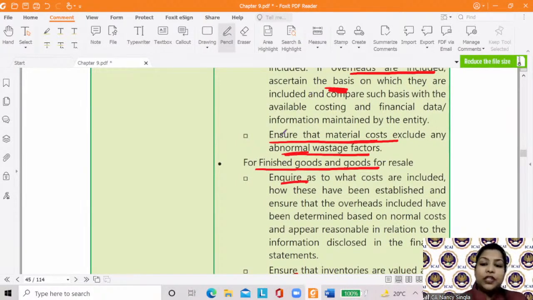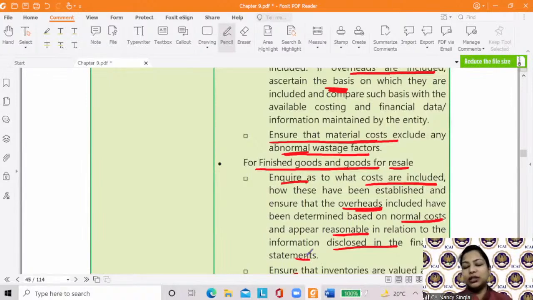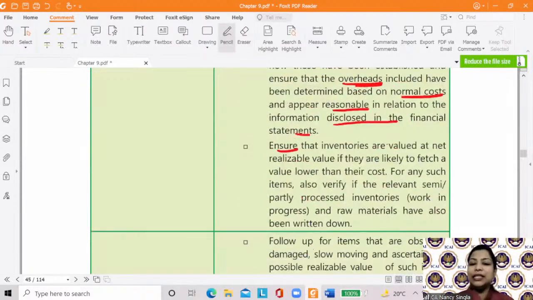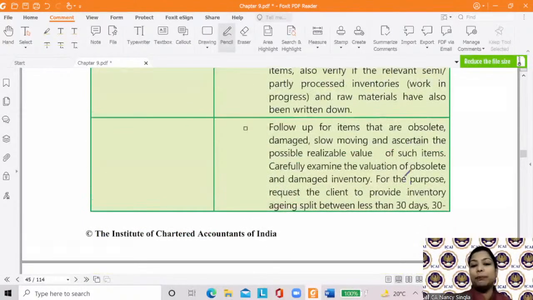Simple. With respect to finished goods for resale, again inquire about cost. What costs are included? If overheads are included, they should be on normal cost and reasonable, and should be disclosed in the financial statements. Simple. Then it says that you have to value at cost or NRV, whichever is lower. And if there are any obsolete, damaged, slow moving items, what is their possible realizable value? And how will you see whether it is obsolete or damaged?